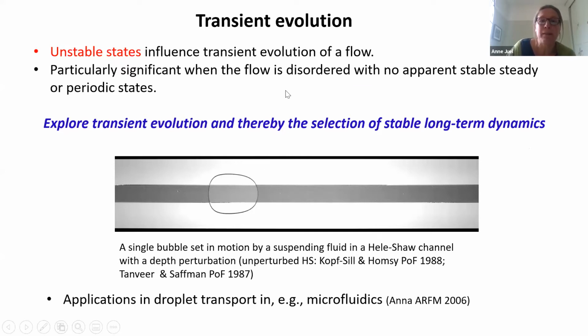and that becomes particularly significant when the flow is so disordered that there are no apparent stable or periodic states. And so what we wanted to do with these sets of experiments was to explore transient evolution, and thereby how a system selects its stable long-term dynamics.